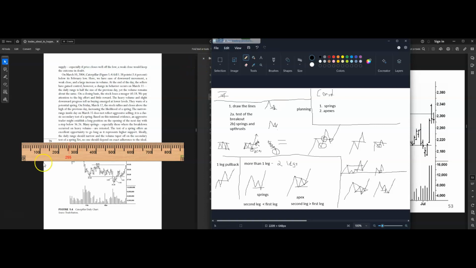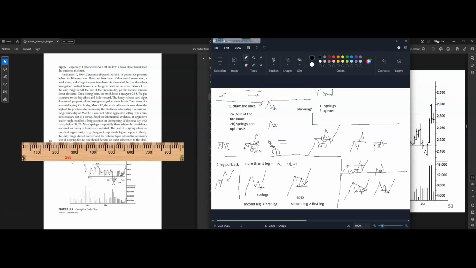He's saying that the high of the spring bar going back into the range, that's his point. It could also be the open. Like on the next day, if the open is back within the range, it's good. So what we're going to look for is it has to go back in the range, taking out the high of the spring.